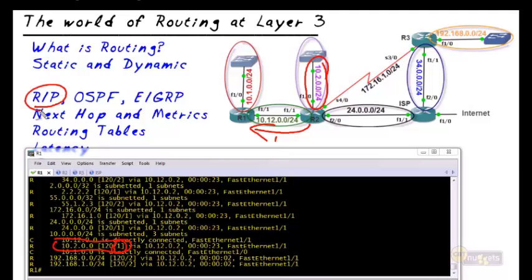RIP, as a review, is a distance vector routing protocol. It's a fancy word. There's a lot of math that goes into it, but really you can think of distance vector as, okay, how far away is it, and which direction would I use to reach that network? So R1 could use the next hop of R2, out interface FA1/1, and based on the number of hop counts, it's going to choose its best possible path.